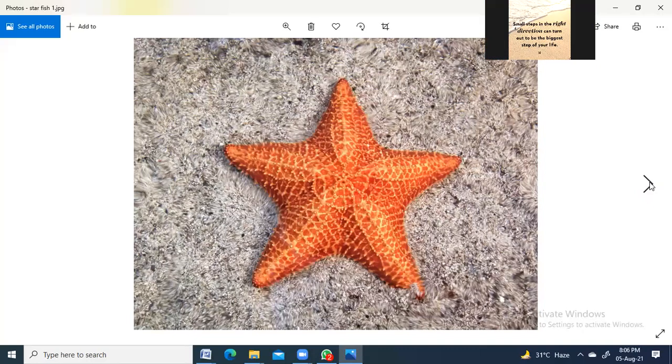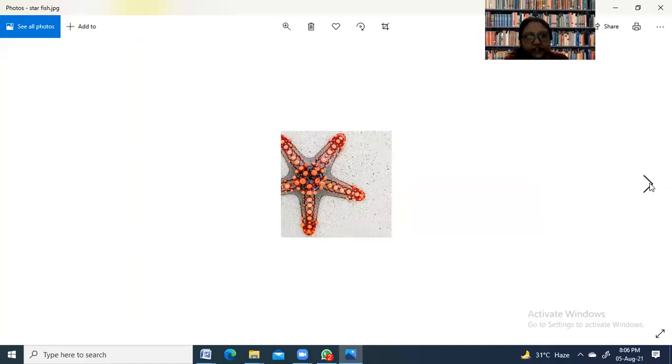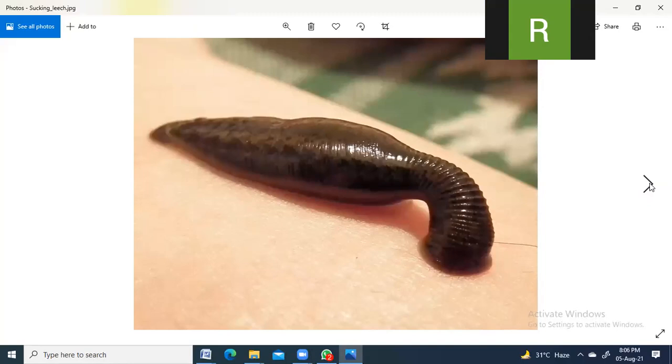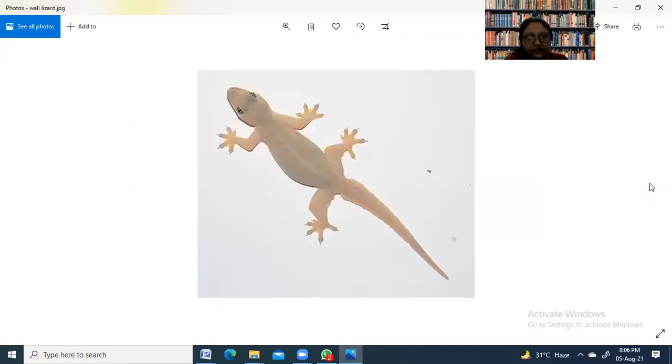This one? Starfish. Falling under Echinodermata. This is the ventral view of starfish. This one? Leech. Annelida. Great. Lizard. Reptile. Wall lizard. You have to say wall lizard. Beta, and this is under what? Reptiles, isn't it? Yes, ma'am.